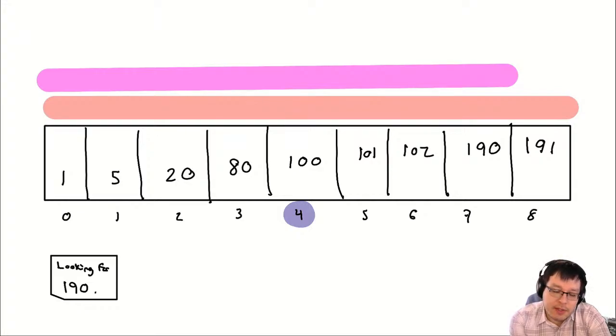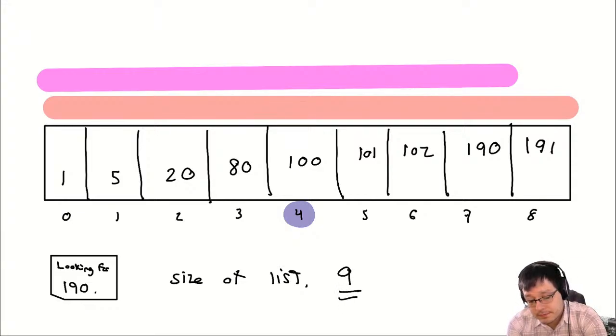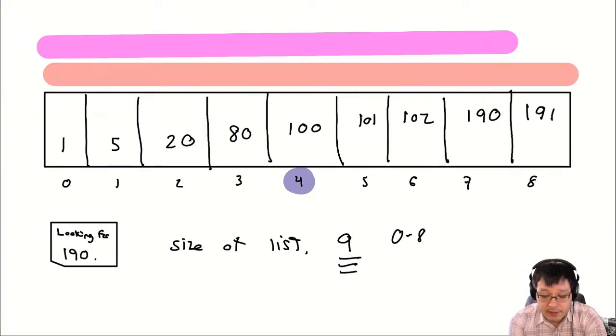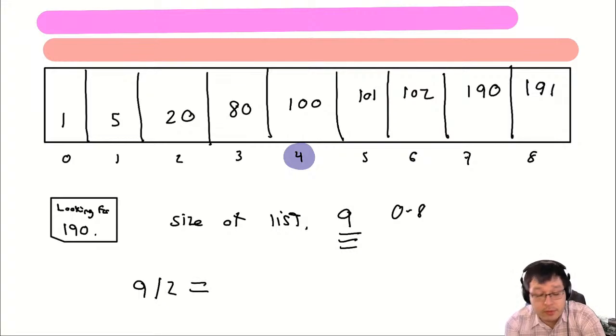So the first thing we're going to do is find the size of our list here. What is the size of the list? The size of the list is 9, right? Remember, the range is 0 to 8, but there are actually 9 items in our list. So we're going to take the 9 and divide it by 2 so that we can find the middle of the list. So 9 divided by 2 is equal to what?